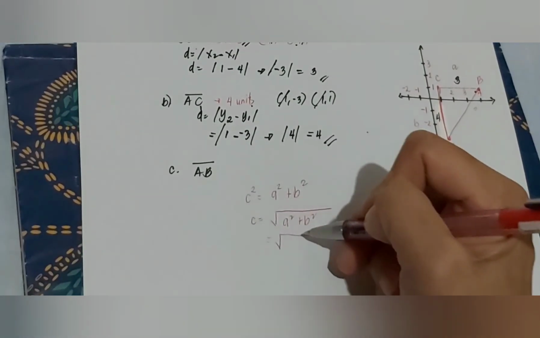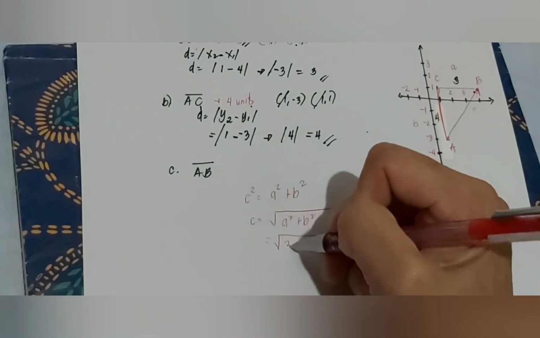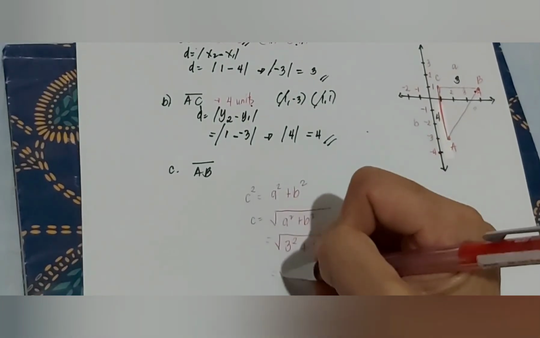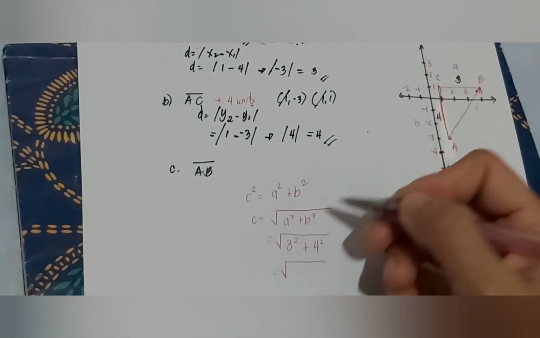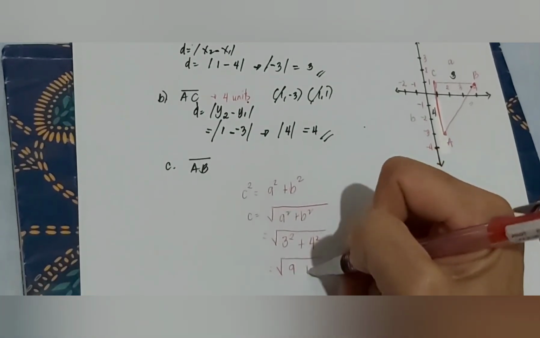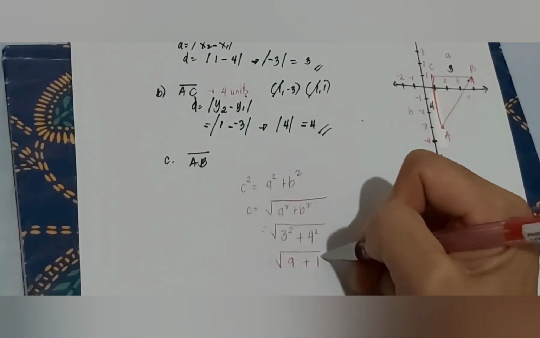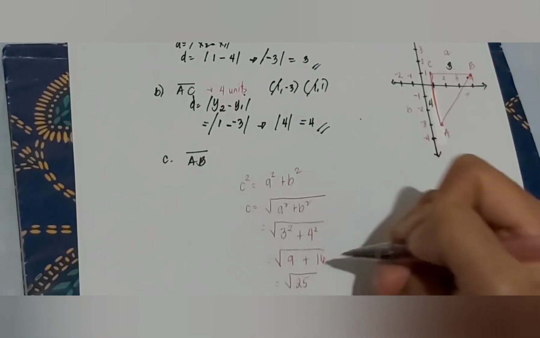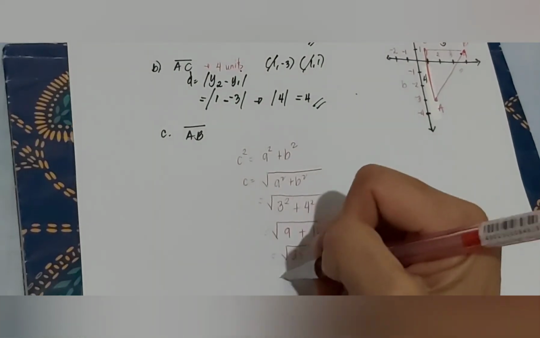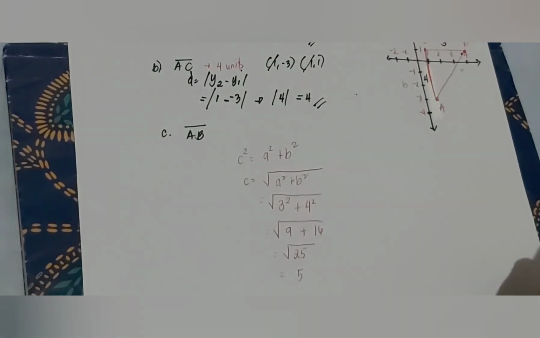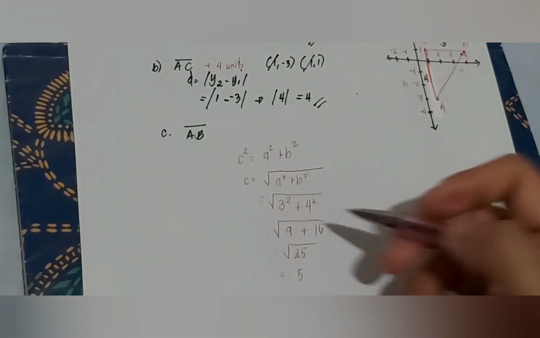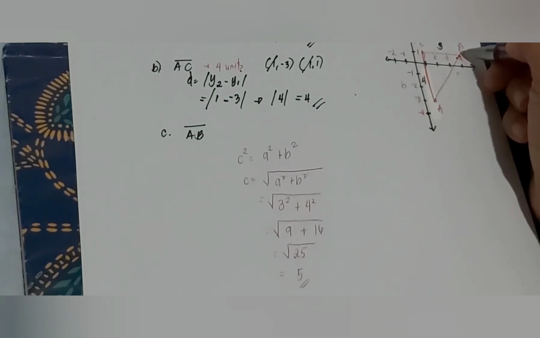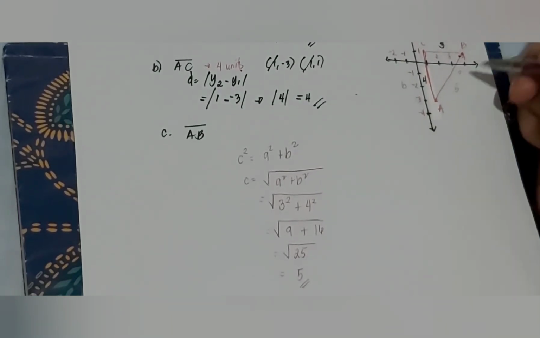Square root of A is 3 plus B is 4. Continue. 3 squared is 9 plus 4 squared is 16. And 9 plus 16 is 25. What is the square root of 25? Positive and negative 5. But since we are looking for the distance, we shall take the positive. So the distance between A and B, or the length of segment AB, is 5.